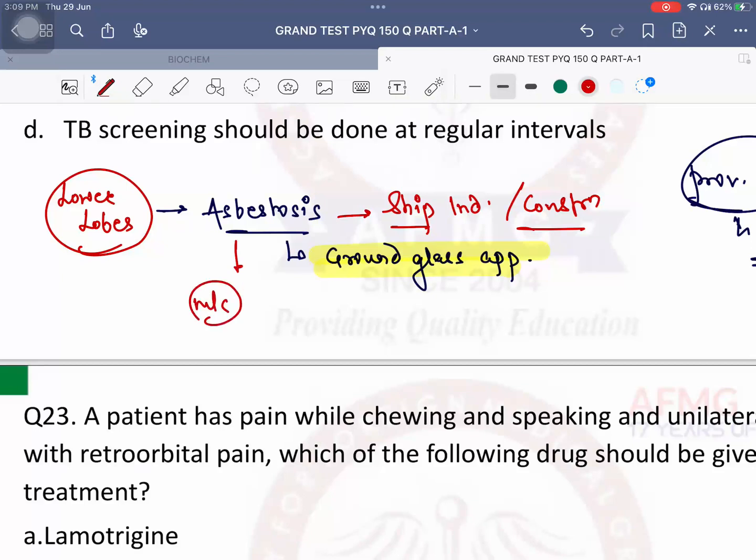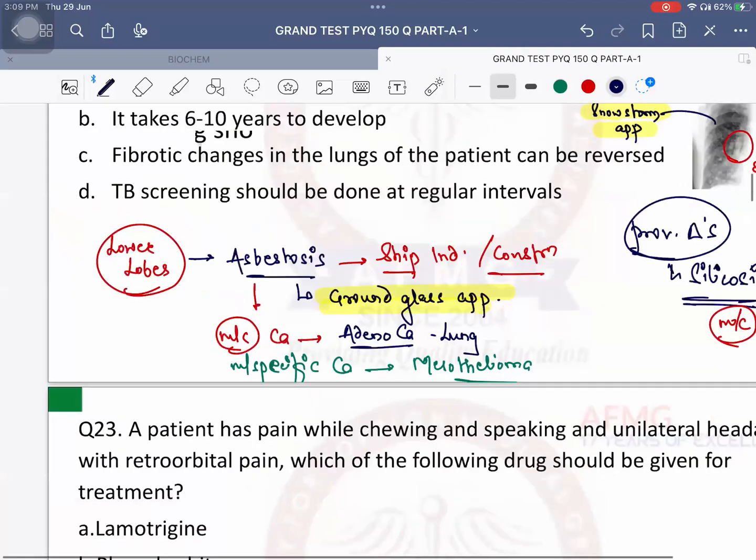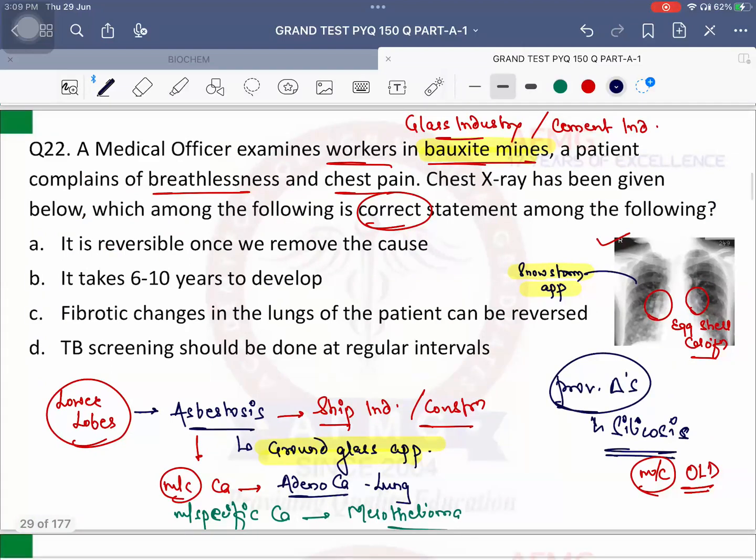Asbestosis is most commonly associated with cancer. The most common cancer associated with asbestosis should be adenocarcinoma of lung बच्चों. But when the question is the most specific or the most characteristic cancer associated with asbestosis, then your answer should be a pleura-based tumor known as mesothelioma. कोई दिक्कत नहीं है दोनों में, दोनों क्वेश्चन अलग है. Most common is adenocarcinoma lung, most specific is definitely mesothelioma. Whereas the most common disease associated with silicosis, answer is TB, tuberculosis.